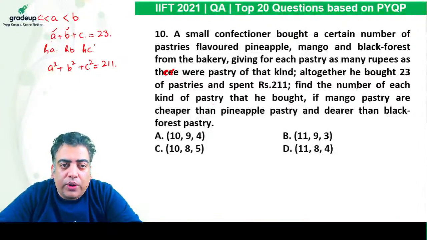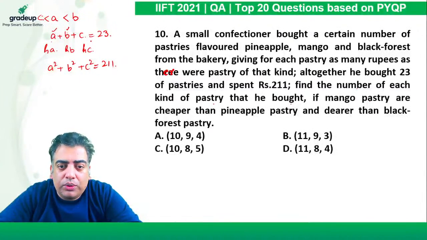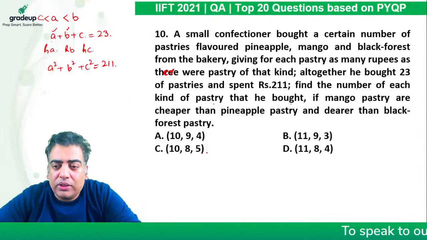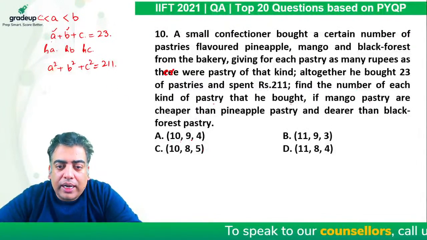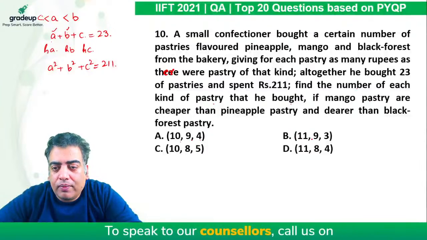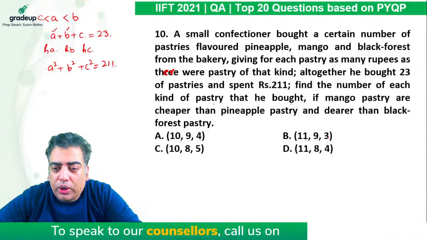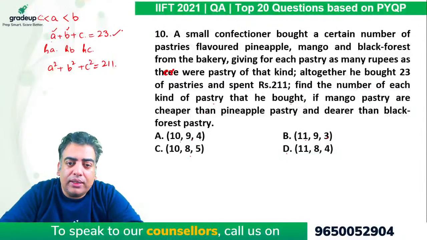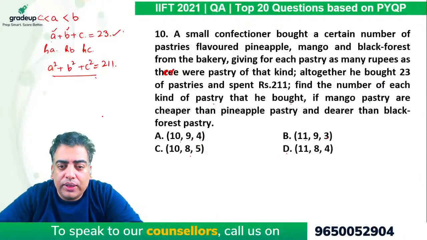So first of all, because there are three variables and two equations, it is better to use answer options only. 10, 9, 4 add up to 23. 11, 9, 3 also add up to 23. So all the options are adding up to 23. This is taken care of. So we need to work out with this.